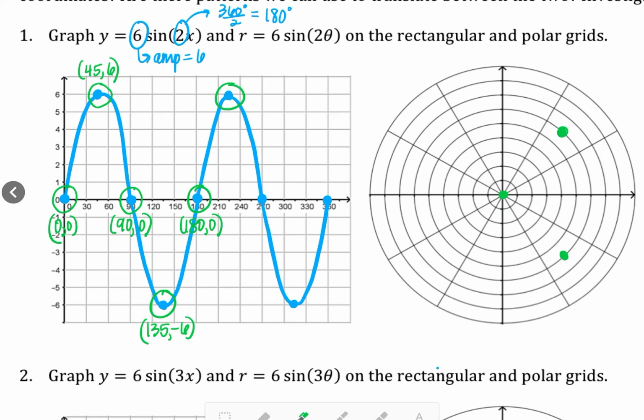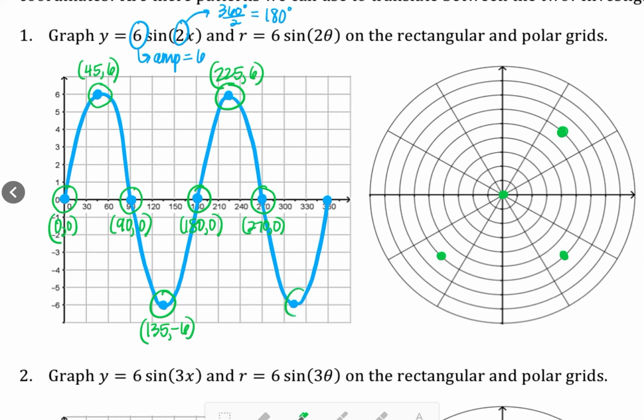And let's keep going. This is 225, positive 6. So there is that 225 line right there. 225 is exactly halfway between 180 and 270. And we're going to go out to positive 6. 1, 2, 3, 4, 5, 6. Cool. Let's keep going. You guys guessed it. We go back to our midline. 270, back at 0. So we're going to hit that 0 point once more.